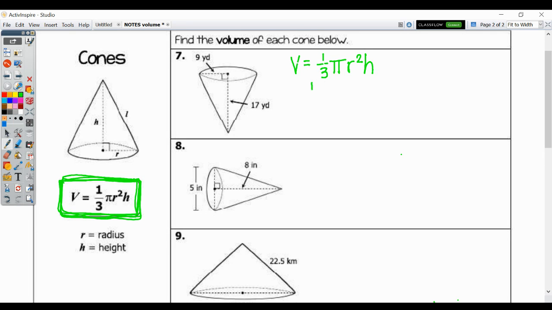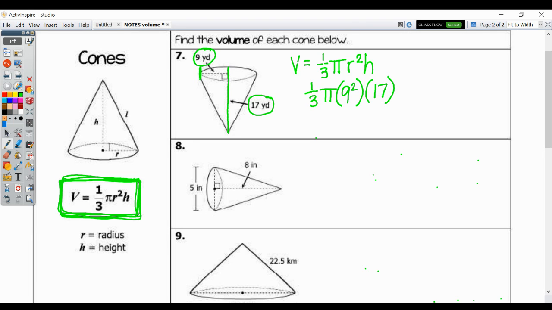So I'm going to bring down that 1/3. I'm going to bring down the pi symbol because I'm just going to use the pi button in my calculator. Then I need to figure out what R is. R is your radius, so it goes from the edge of the circle to the center. And they have that measure as being 9. So right here where it has R squared, I'm going to put 9 squared. And then my height is going to go from the tip top to the bottom of the cone. So that measure in this diagram is going to be 17 because it's this measure right here. So for the H, I'm going to substitute in 17.